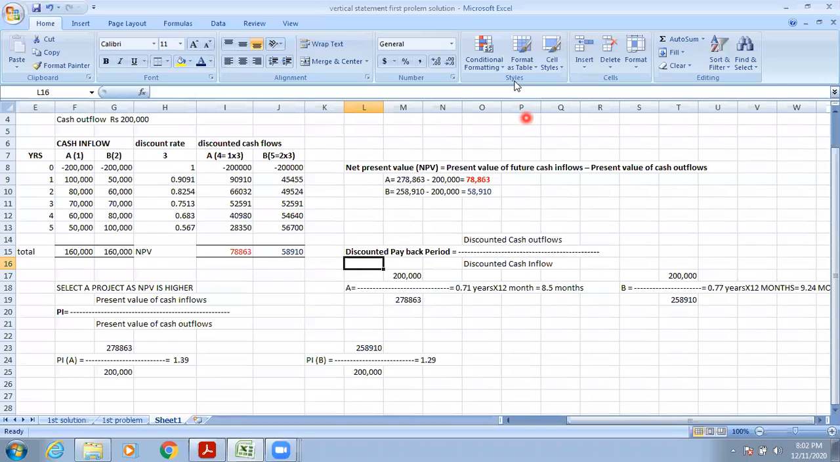Then you also learn how to calculate the accounting rate of return. One second, I will take you through the presentation.